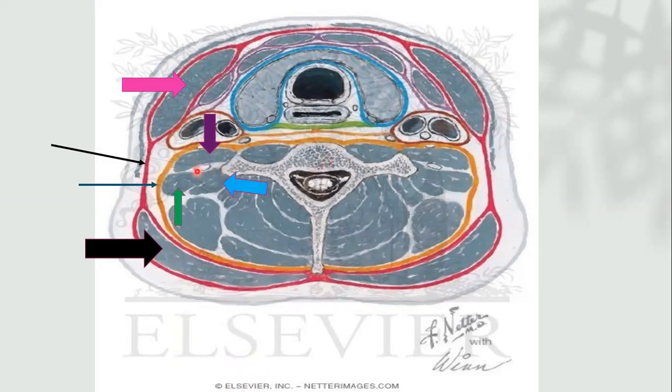And then what is between scalenus anterior and scalenus medius? There you have the neurovascular bundle. Okay, so at that point, that is where you'd find the trunks or the roots of the brachial plexus and the subclavian artery. So that's the interscalene triangle at that point.